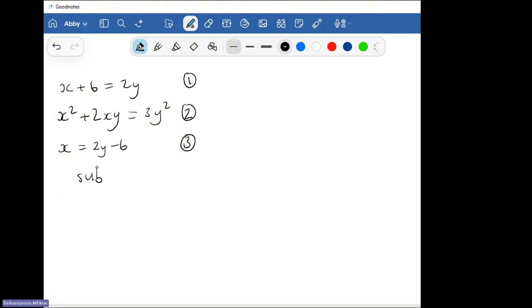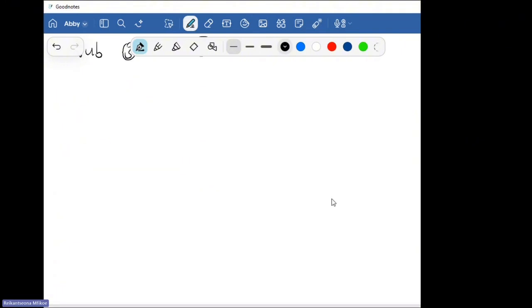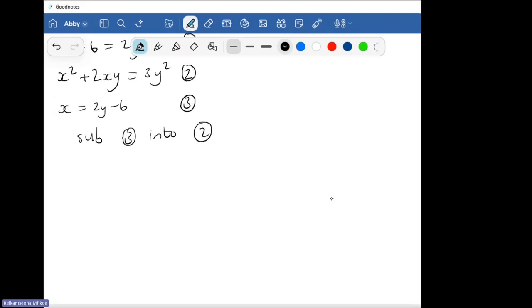Now we're going to substitute equation 3 into equation 2. Because now remember, we take the equation that we didn't derive equation 3 from, which is equation 2. Now for the substitution, we take equation 2 where we see x, and we substitute 2y - 6. So that's going to be (2y - 6) squared, 2 into (2y - 6), y equals 3y squared.